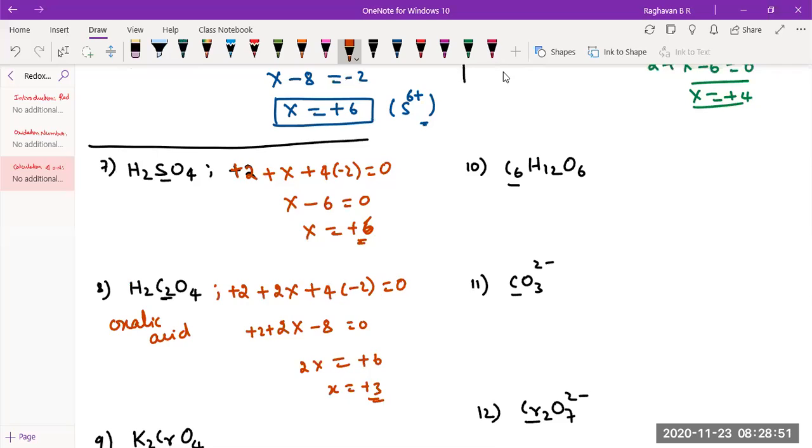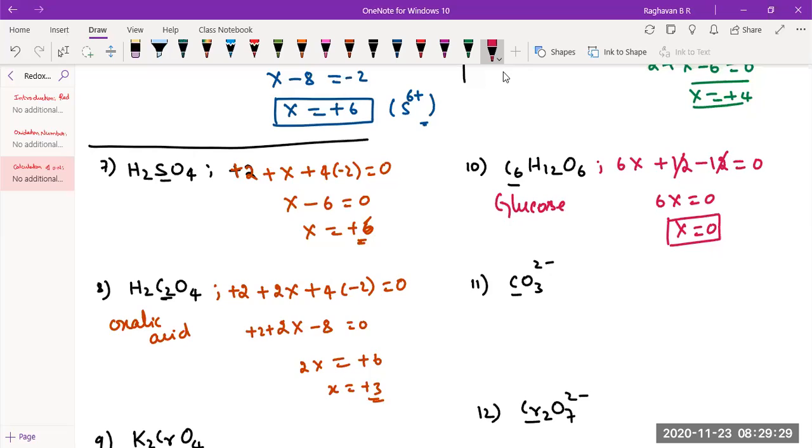Can you tell me what is the oxygen instead of carbon here? Zero, sir. What is this compound? Glucose. Exactly, this is glucose. Look at this. Here 6x plus 12 into plus 1, 12, 6 into minus 2, minus 12, is equal to 0. So 6x is equal to 0, X is equal to 0. That means the zero oxidation state for carbon.